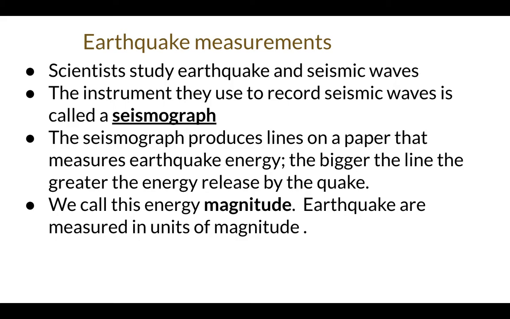You've probably seen a seismograph in action before. We call the energy that is released the magnitude, right? So the greater the energy is released, the greater the magnitude of that earthquake. Earthquakes are measured in units of magnitude. So it was a 3.2 magnitude earthquake. It was a 5.9 magnitude earthquake.